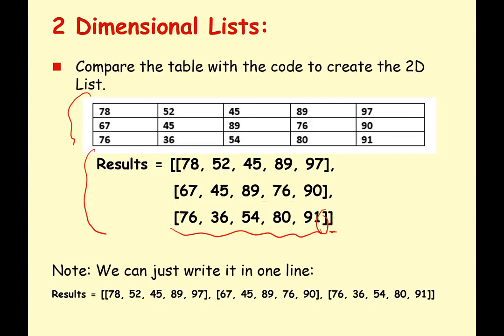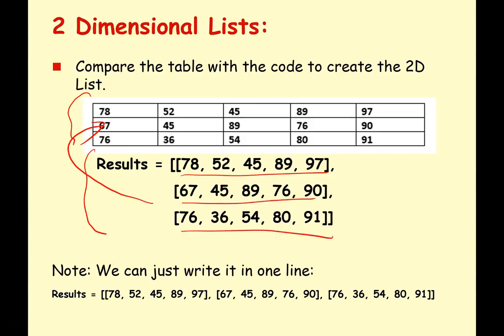So take a moment, study that. You can see I've laid it out in such a way that it looks very similar to the actual data, doesn't it? So 78, 52, 45, 89, 97. Yeah, that's my first list. And then the second list, and then the third list. Again, making sure you put everything in the original list. So we've got 3 lists inside a list.